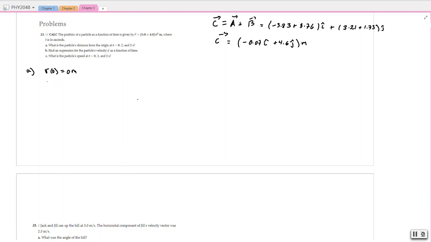In the second case, they want that we find the position of the particle when t is equal to 2 seconds. So we must find r of 2 seconds, right?